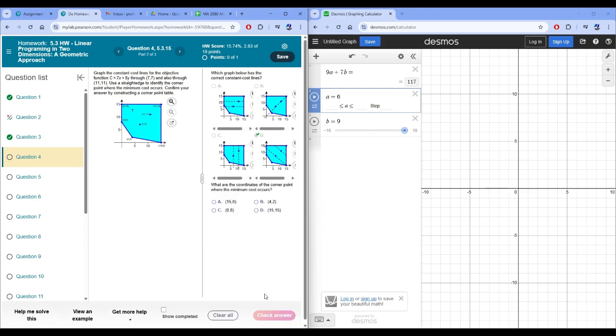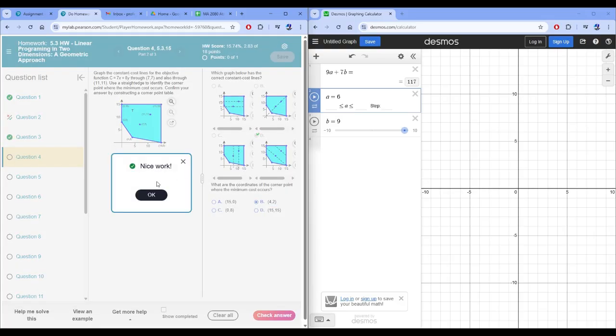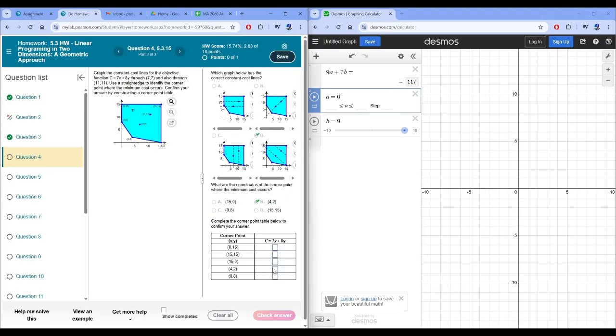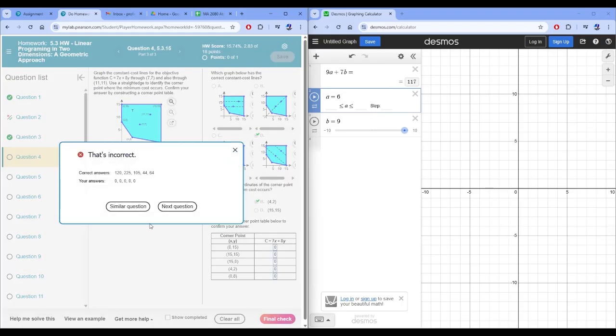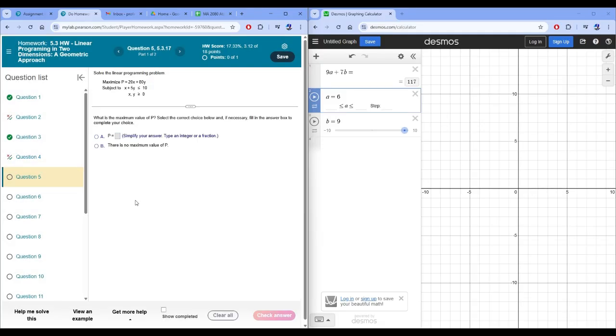Got it. Continue. What are the coordinates of the corner point where the minimum cost occurs? We're thinking maybe 4, 2. Yep. Now you'll just plug those values in, create it, and do it. I'm just going to get this one wrong. Check answer. Cool. Final check. Yeah, so just plug those values in, you'll get it. Boom, done. Alright, moving on.